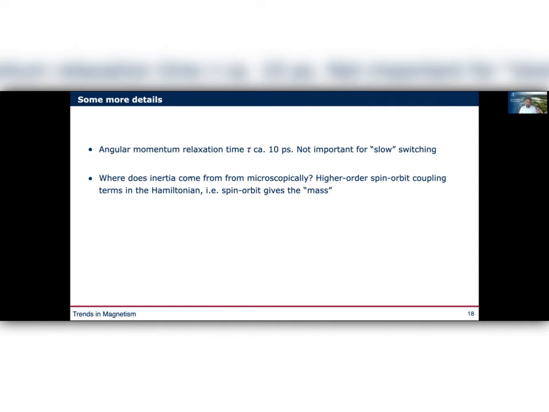And where do these terms come from? From a microscopic point of view, it was shown by the work of others, but I think the full derivation was done by Peter Oppeneer in Uppsala, that the higher order spin-orbit coupling terms in the Hamiltonian would lead to this term. So this is where it comes from, and we see now nutation, natural oscillation, in the lab with a tabletop source.